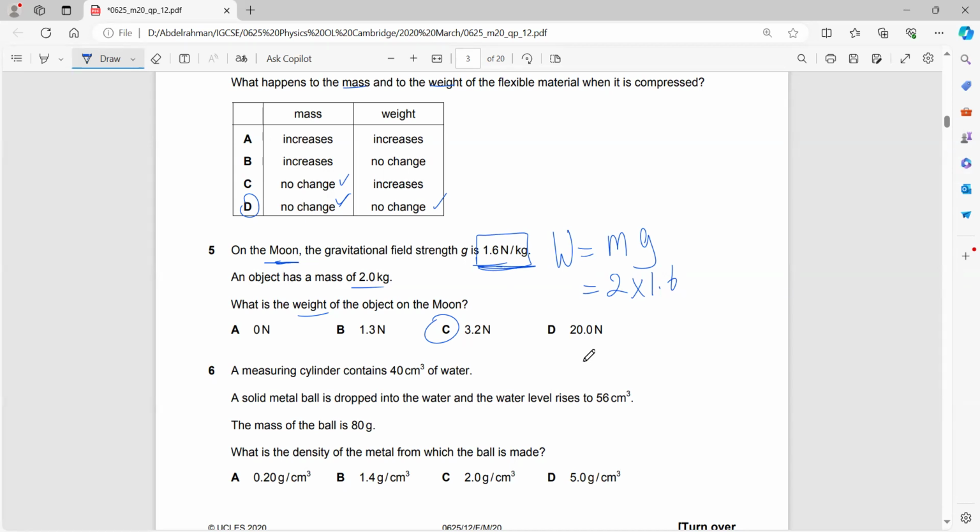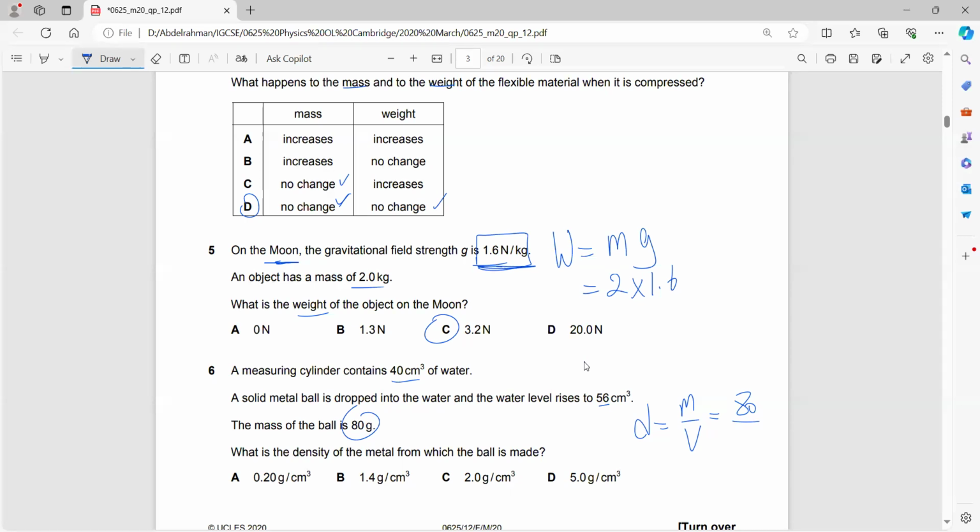Density of the ball: density equals mass over volume. So you have the mass. Mass is given, 80. What is the volume? Can you say that the volume is 56? Or can you say that the volume is 40? Is that correct? Definitely not.